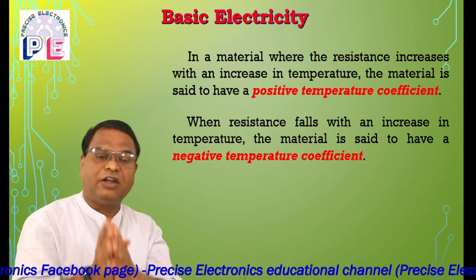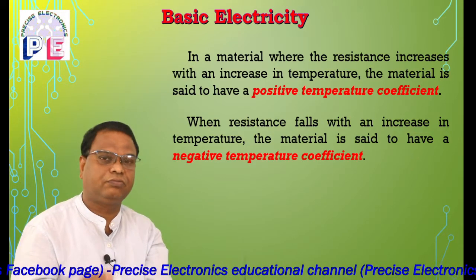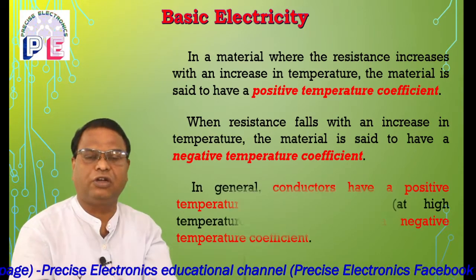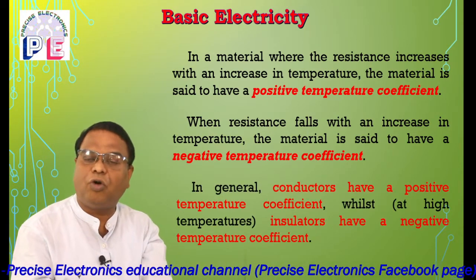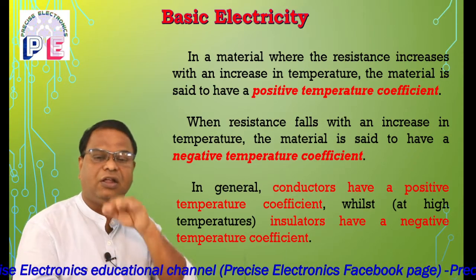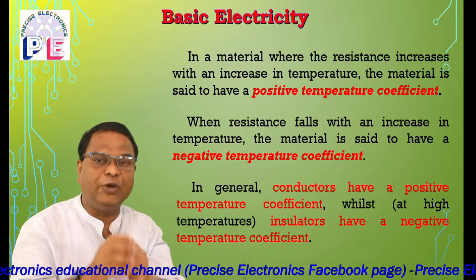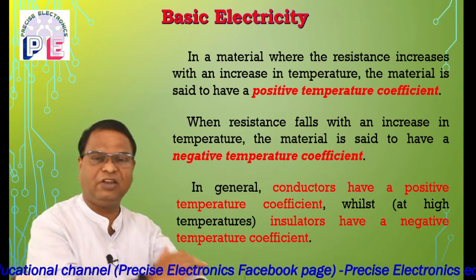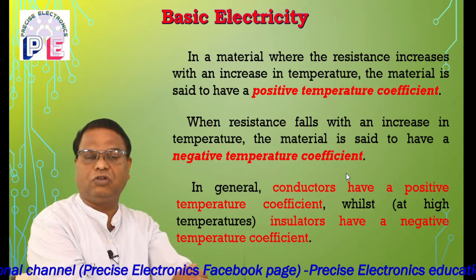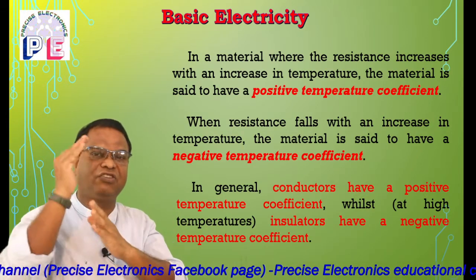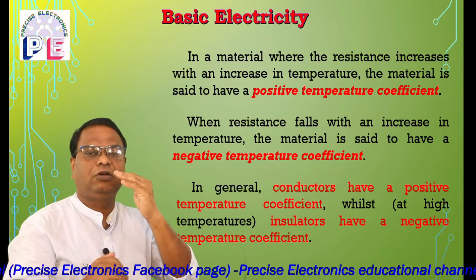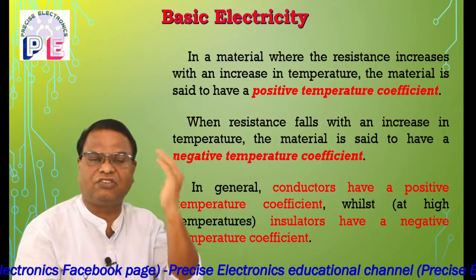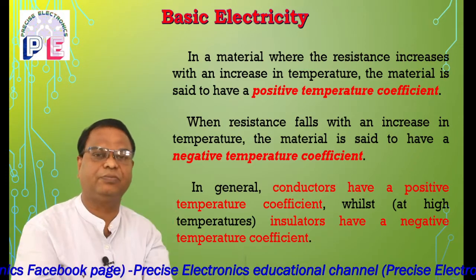Mostly, conductors have a positive temperature coefficient. That means in a conductor, as temperature increases, resistance also increases. So conductors have a positive temperature coefficient, while insulators have a negative temperature coefficient, because in the case of an insulator, resistance decreases with an increase in temperature. In a conductor, resistance increases, while in an insulator, resistance decreases with increasing temperature.